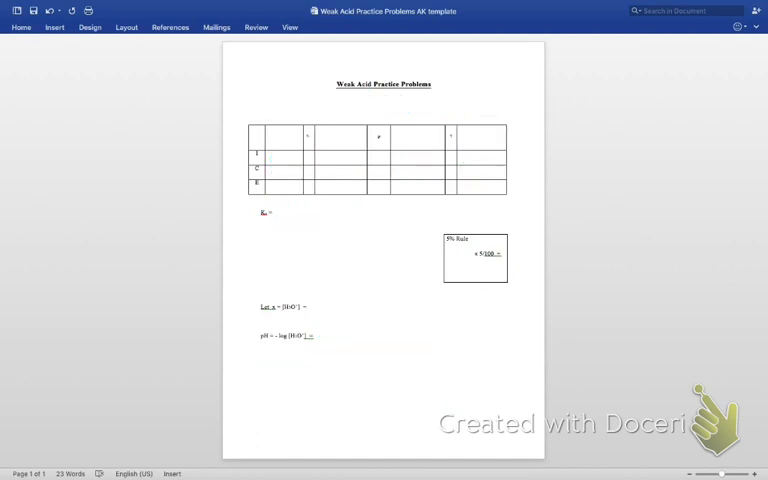Question number 3 asks for the pH of a 0.5 molar formic acid, which is HCOOH, and tells us that the Ka value is 1.772 times 10 to the negative 4.